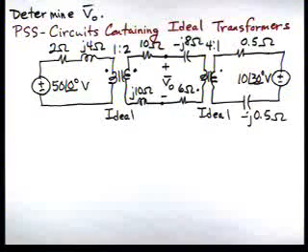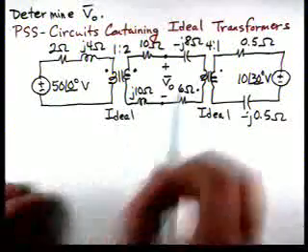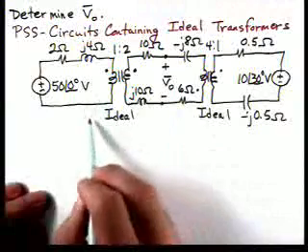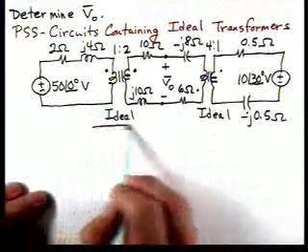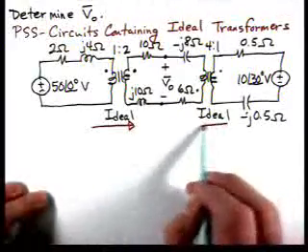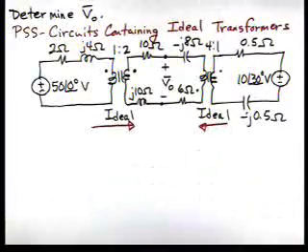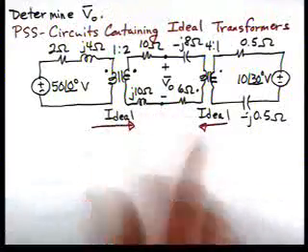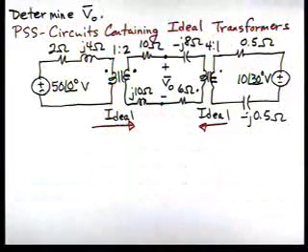And if we look at that, we're going to be reflecting things through transformers. Since we want to solve for V0, we'll take everything on this side of this transformer and move it into the middle, and we'll do likewise for this transformer. So we're going to reflect everything into the middle here. We're going to eliminate both ideal transformers.